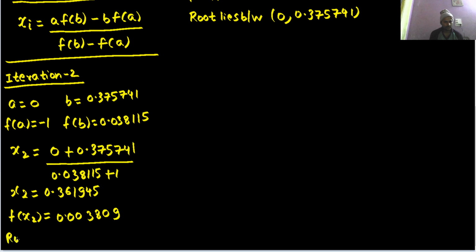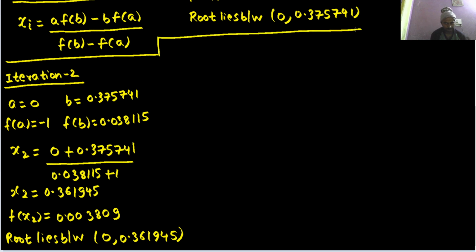Of course, it's again a positive thing, so we'll make our statement as root lies between, the lower value will remain 0, upper value will now be replaced by x2, which is 0.361945. Don't make a mistake by replacing that by the value of function. You have to replace by value of x2. Okay, so we have done till 2 iterations. Now moving to iteration number 3.